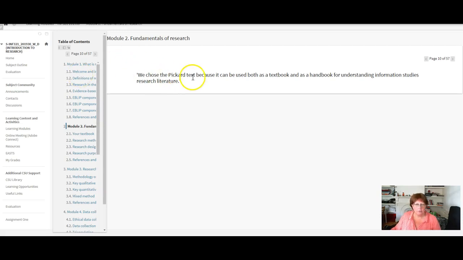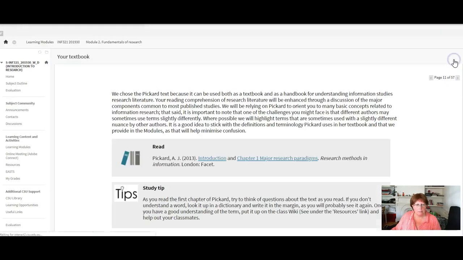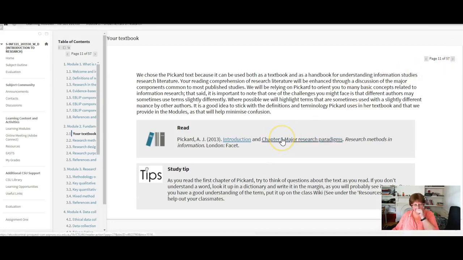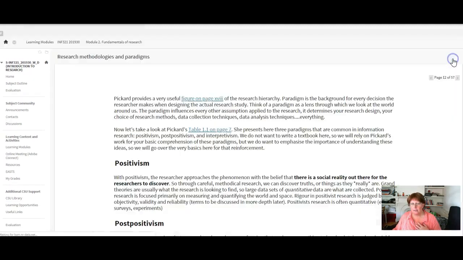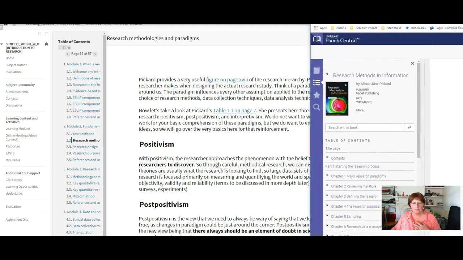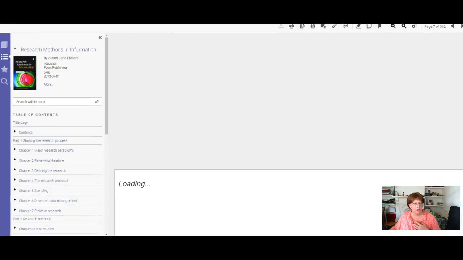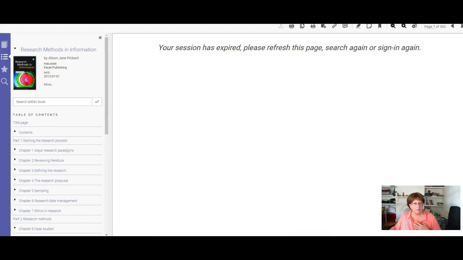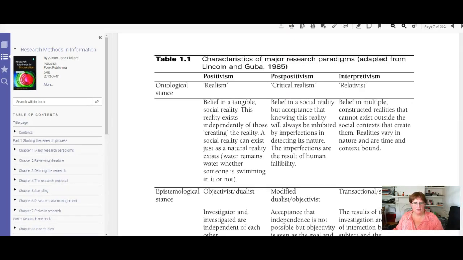So we refer to the Picard text, and I'm just going to jump through to the next page. This is the chapter that you need to look at this week. And this refers largely to a table on page 7, table 1.1. I'm just going to drag it over so you can see it. This is the table I wanted to talk to you about.